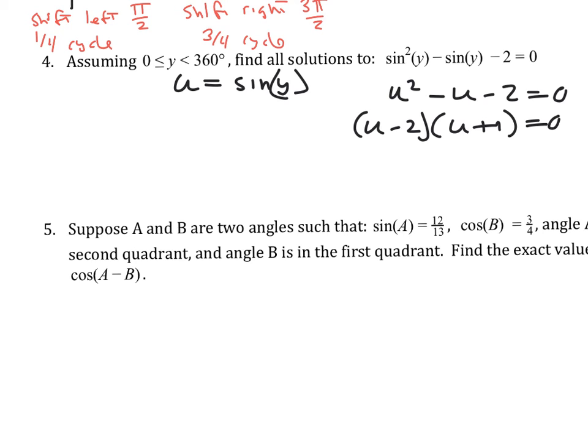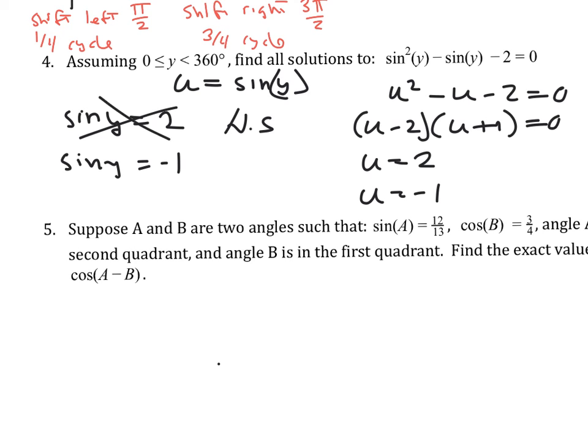And now I've got two equations to consider. I've got u equals 2 would solve this equation, and u equals negative 1 would solve this equation. So I can go and substitute back my sine of y for u and say the two equations that I'm looking at are sine of y equals 2 and sine of y equals negative 1. Now, the first one, if you look on your unit circle to see what angle y has a sine of 2, you'd quickly realize it's not going to work. There is no place on the unit circle that has a y-coordinate of 2. Not possible. There's no real angle that does that. So that is not a solution.